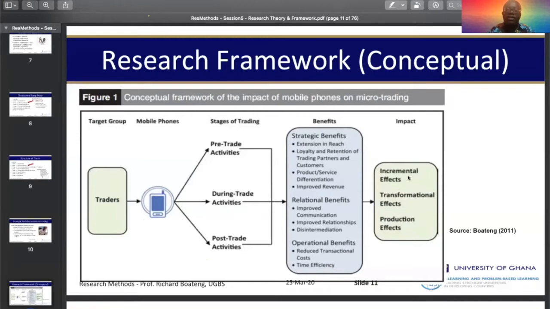And he talks about incremental effects, transformational effects and production effects. And these are all coming from literature works that people have done. So he takes all these conceptual approaches or foundations and puts them together to be able to address his work.